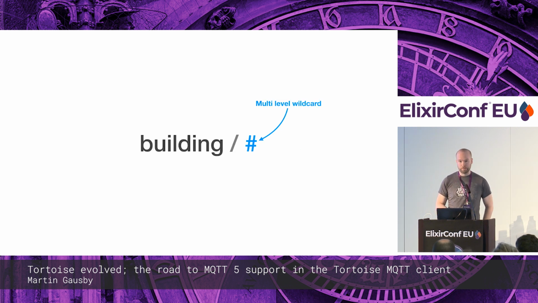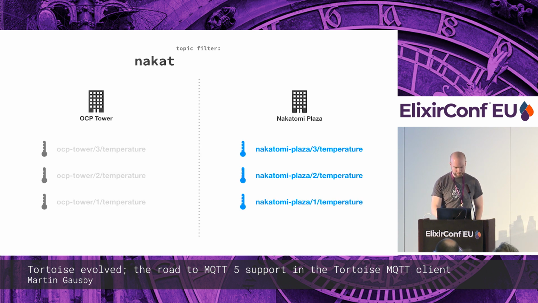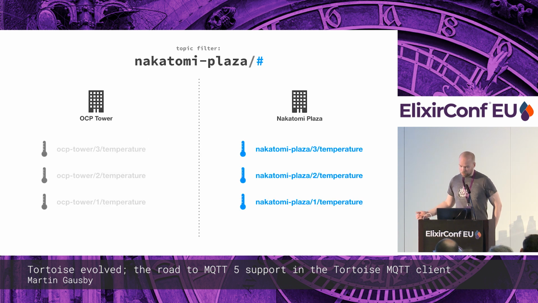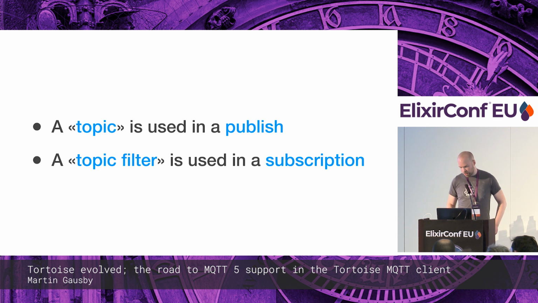We also have a concept of multi-level wildcards. They can only be on the last position of the topic filter. So this would match all the topics posted to the Nakatomi Plaza. The multi-level filter is mostly used for bridging to brokers. In general, it's best to match on a structure, because we will get a lot of messages from this.